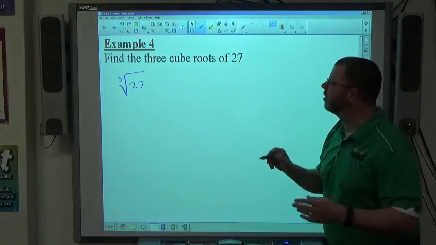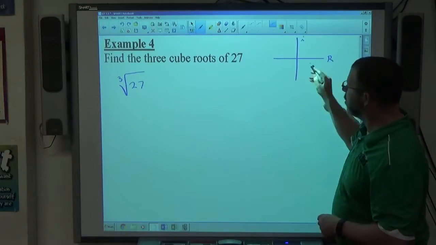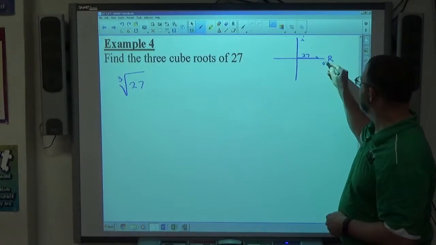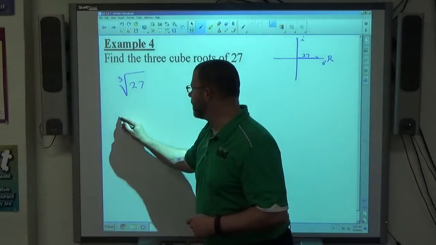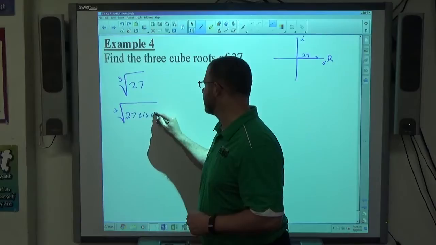So again, if you imagine, here's our real axis, here's our imaginary axis. 27 looks like this. It's going at an angle of 0 degrees and it's 27 units long. So cube root of 27 is just a cube root of 27 CIS 0 degrees.